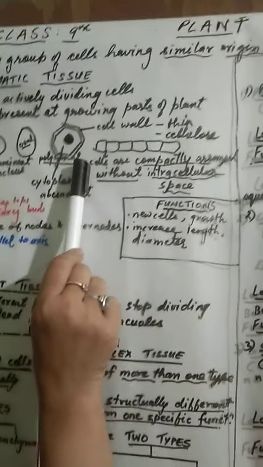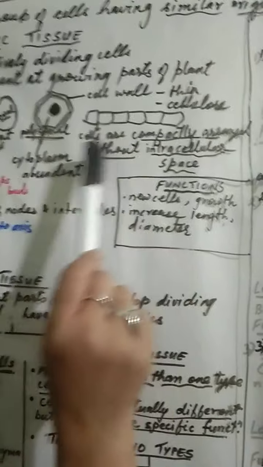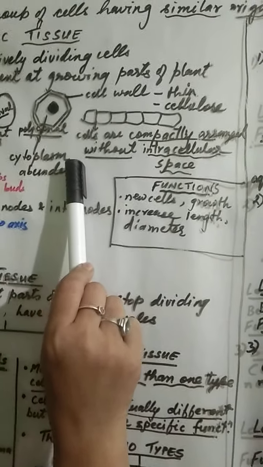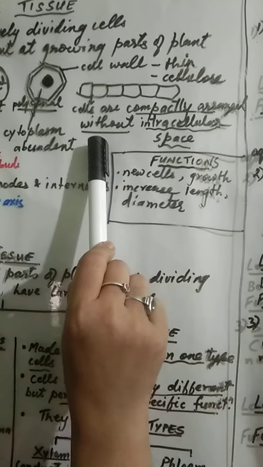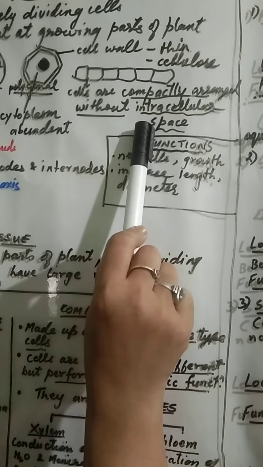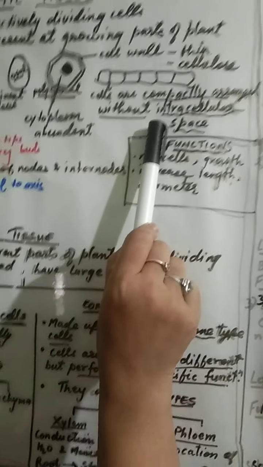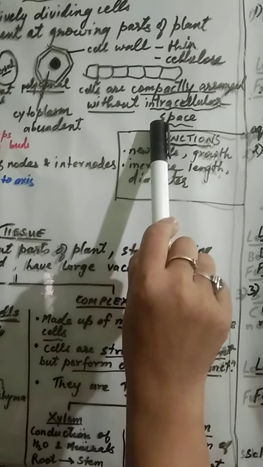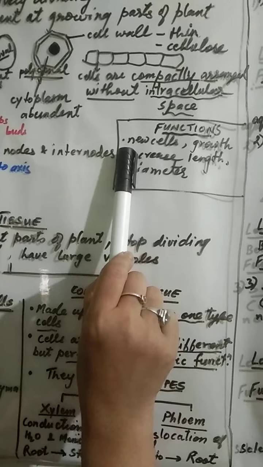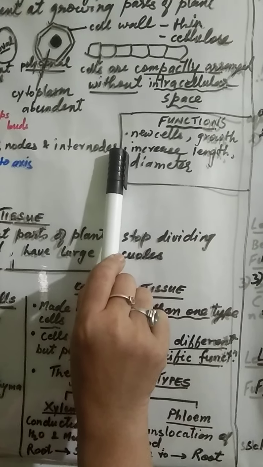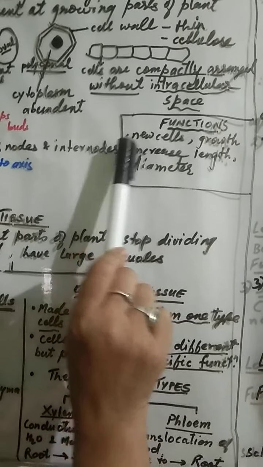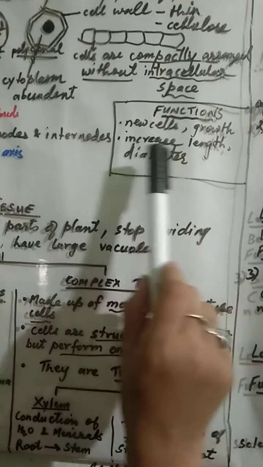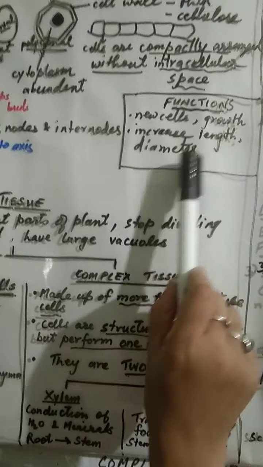These meristematic cells are arranged very tightly. As you can see over here, they are arranged compactly, due to which they do not have any space. So we say they do not have intercellular space. Now what is the function of these meristematic cells? They are always producing new cells, and help in the growth as well as increase in the length and diameter of the plant.